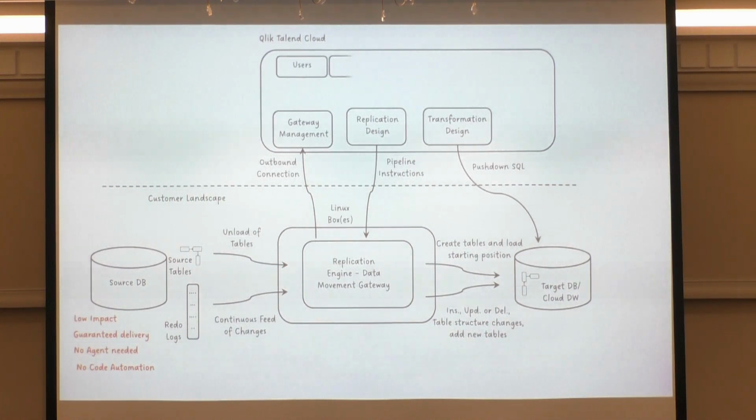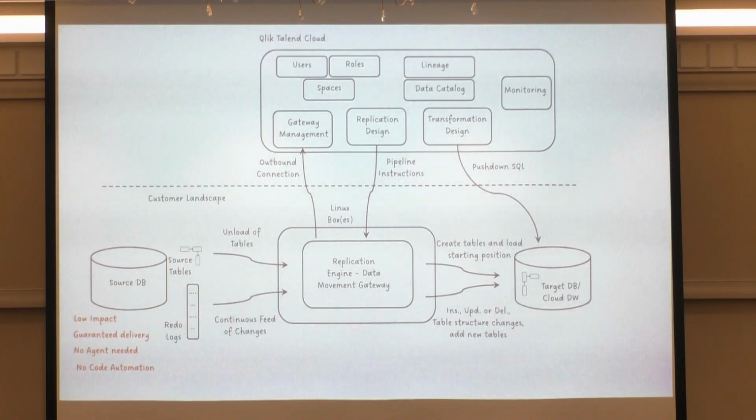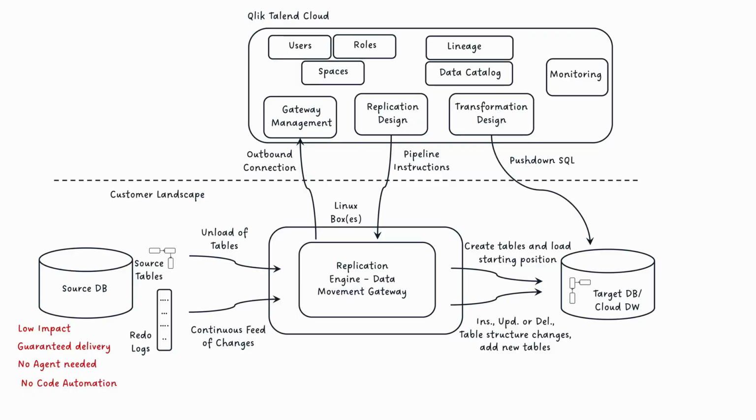Alongside that, you have some nice stuff that you would expect to have in an environment: users, role spaces, access controls, that sort of thing. And if we get time, we may see a little bit around data catalog and lineage, and the monitoring. Okay, so this is the solution you can see.